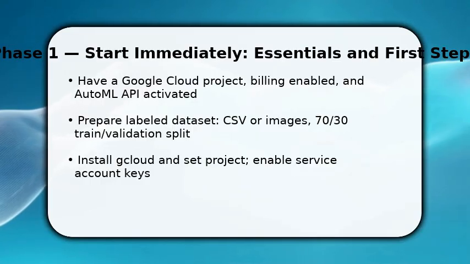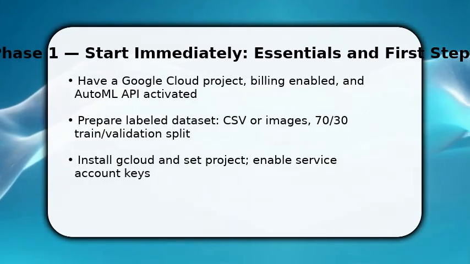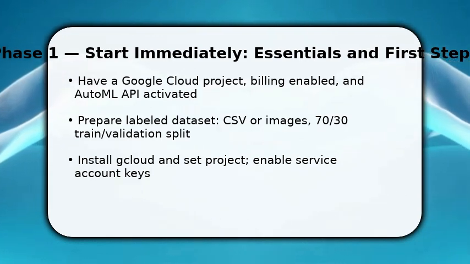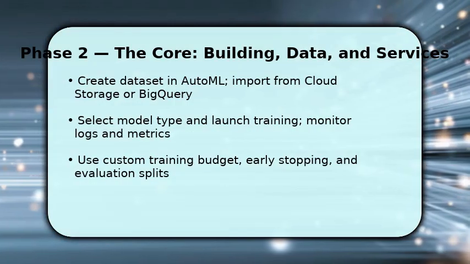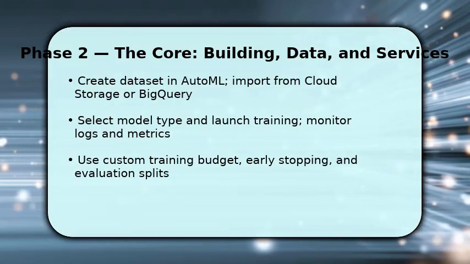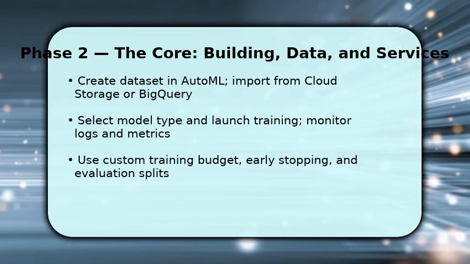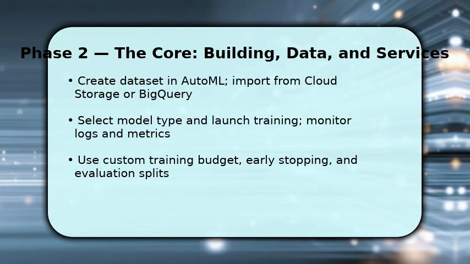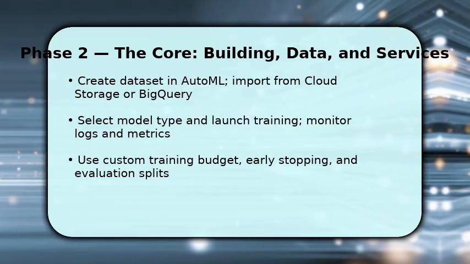Make sure to set dataset metadata in the AutoML console or via API, because that tells the system how to parse labels and features for training. Create a new dataset in AutoML and import your prepared files from cloud storage or BigQuery. AutoML will validate schema and labels. Then choose the model type appropriate for your task and set a training budget.